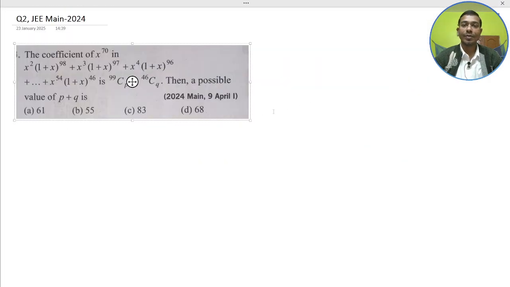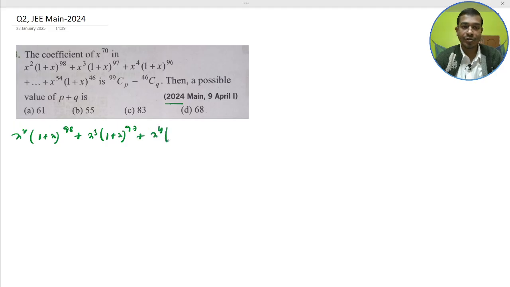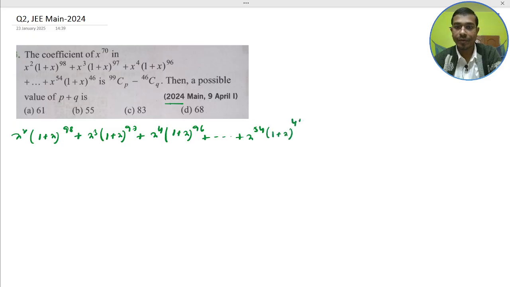Next one, a recent question, JEE Main 2024. It says: the coefficient of x^70 in x^2(1 + x)^98 + x^3(1 + x)^97 + x^4(1 + x)^96 + ... + x^54(1 + x)^46 is equal to 99Cp − 46Cq. Then find the possible values of p + q. So I first write the expansion here, as given.